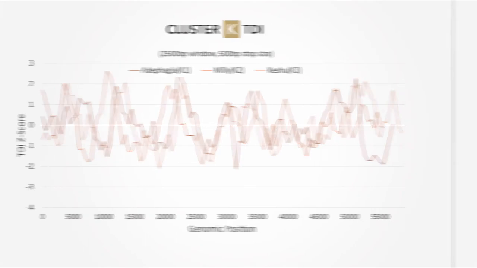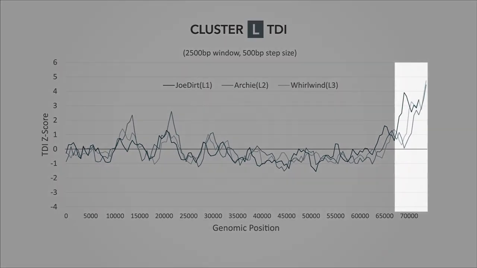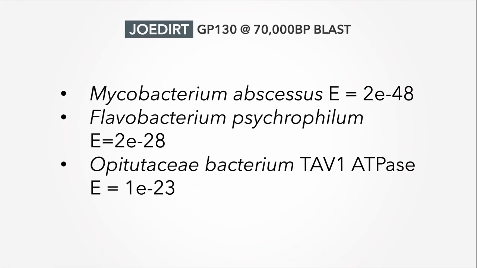We notice in particular a spike in TDI towards the tail end of cluster L phages. These kinds of TDI spikes might be illustrative of horizontal gene transfer, since it follows that a particular area of a phage genome that is consistently different from the rest of the genome, in terms of TDI at least, might come from other phages. So to investigate this kind of spike in cluster L, we performed nucleotide and protein BLAST searches in this region of Jodur, a representative cluster L1 phage. Gene product 130 showed some interesting homology with a protein from Mycobacterium abscessus, a water-contaminating relative of Mycobacterium smegmatis.